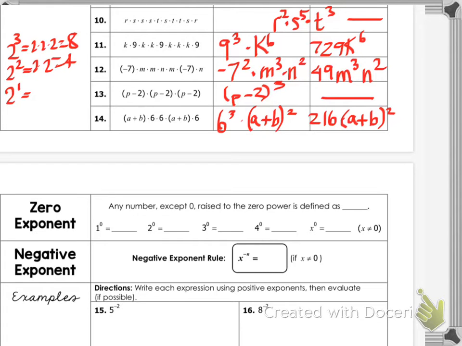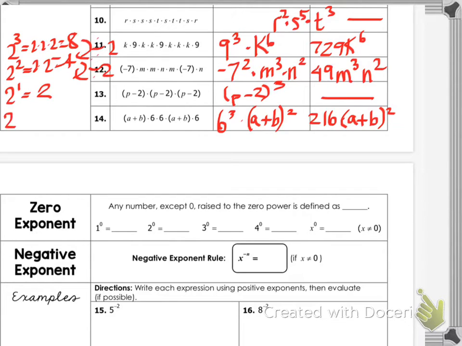What pattern are you noticing here with the answers? 8 divided by 2 is 4. So if we divide 4 by 2, what do we get? 2. So 2 to the first power is that number itself, and we know that because 2 to the first power says write that number as a factor only once.